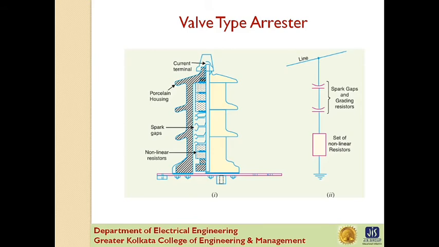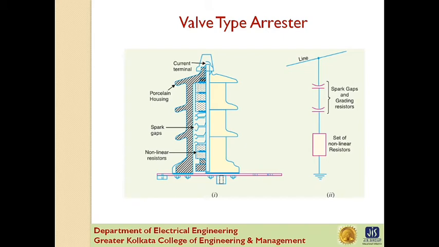Valve type arresters incorporate non-linear resistors and are extensively used on power systems operating at high voltages. Now this figure shows the various parts of the valve type arrester. It consists of two assemblies, a spark series gap and non-linear resistor discs in series. Both the assemblies are accommodated in a sealed porcelain container.